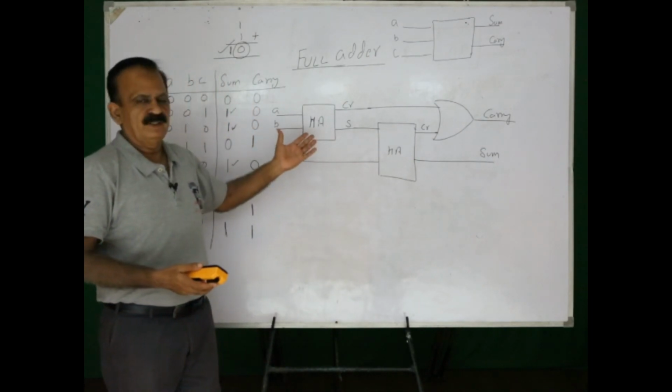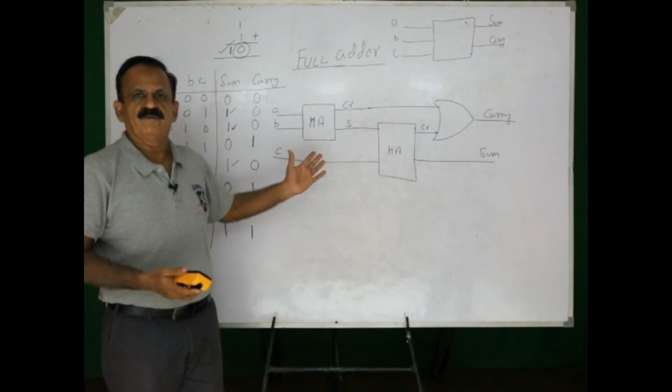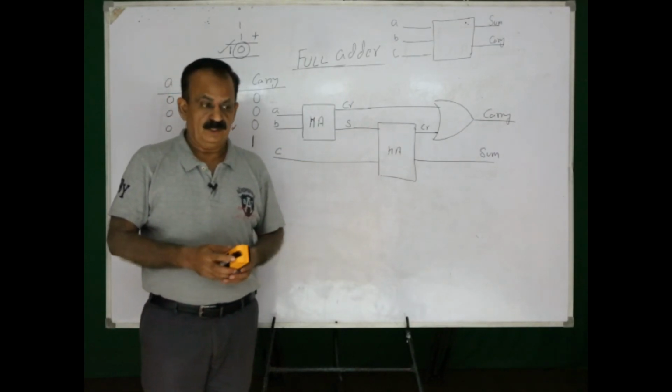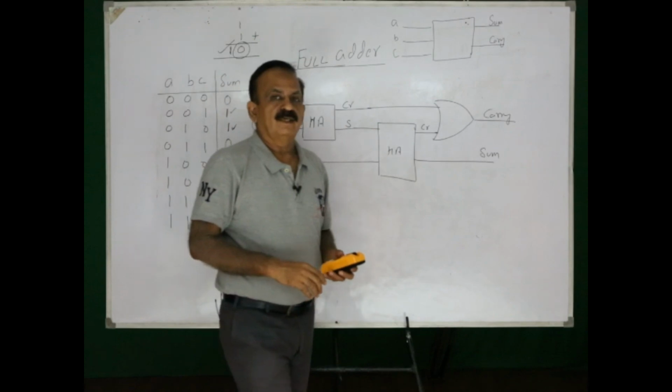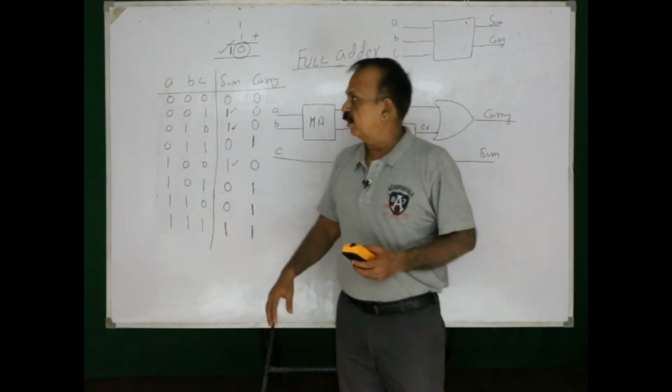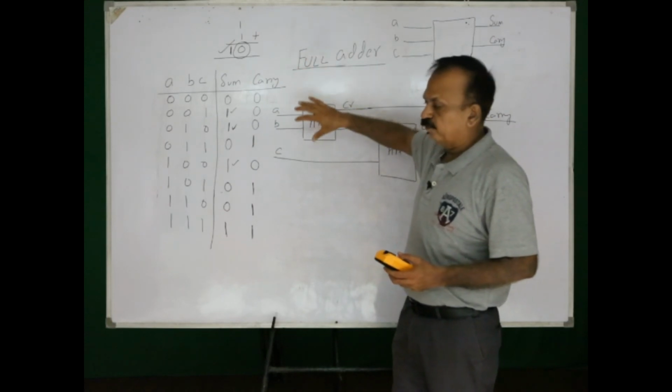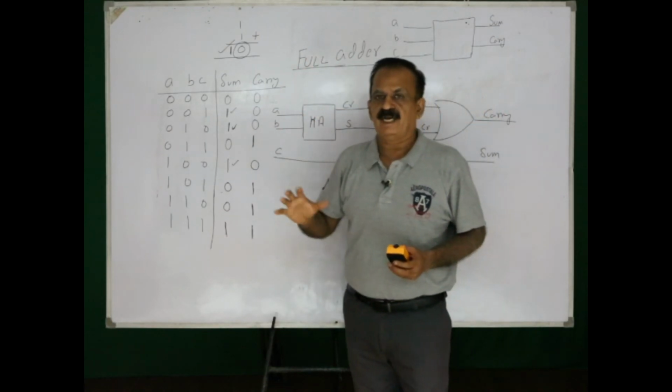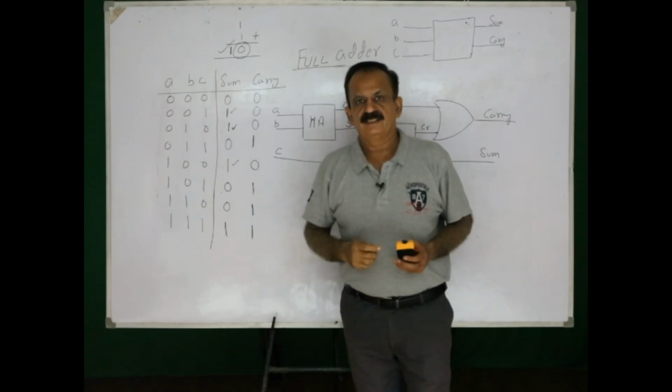Even we can have implementation with the help of other gates also, and no doubt the question of combinational circuits can be there, because both the half adders and the full adders are combinational circuits.